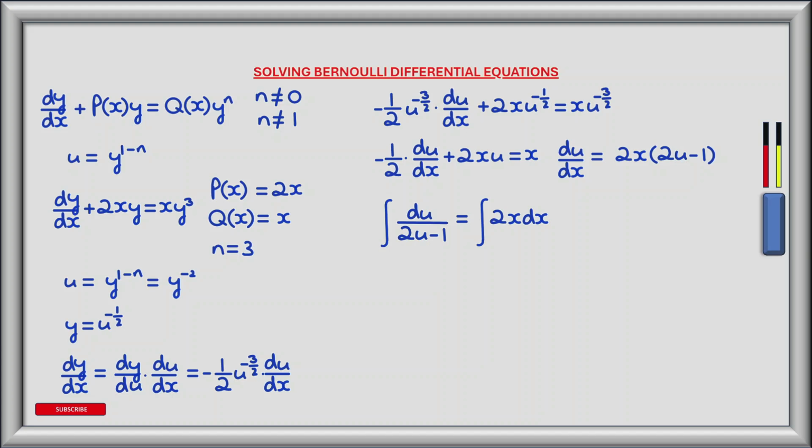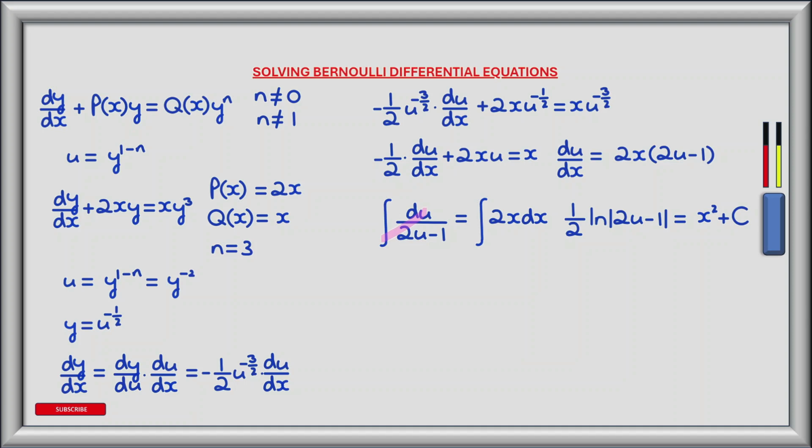We can now separate the variables to leave two integrals. So we have the integral of du over 2u minus 1 is equal to the integral of 2x dx. The first integral evaluates to 1/2 multiplied by the natural log of the absolute value of 2u minus 1. And the second integral evaluates to x squared, and we add to this a constant of integration, c.